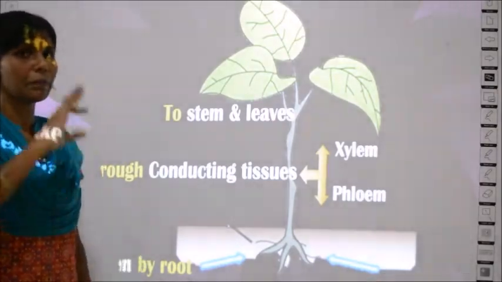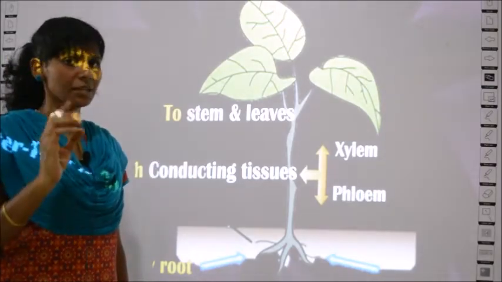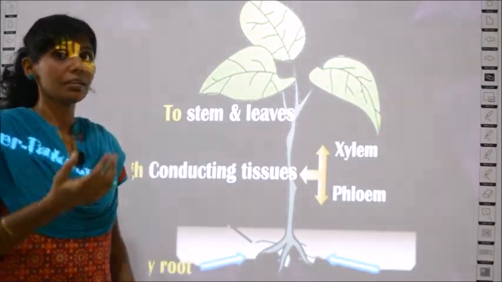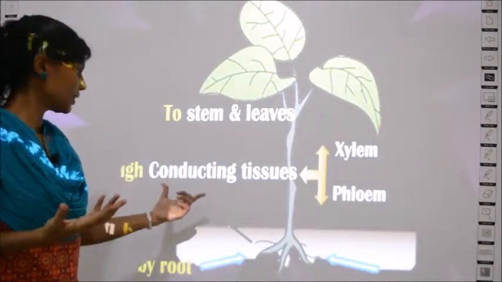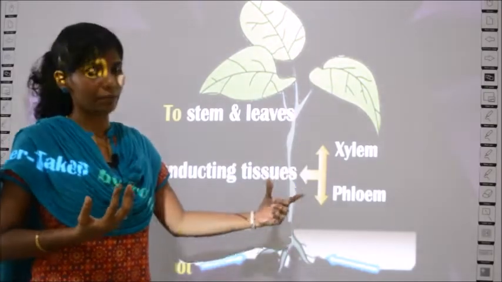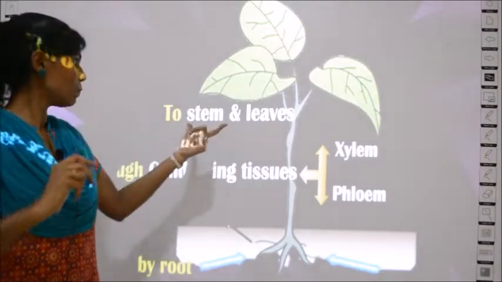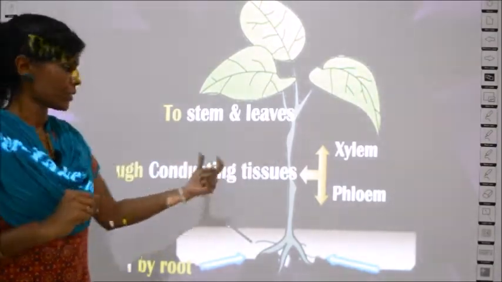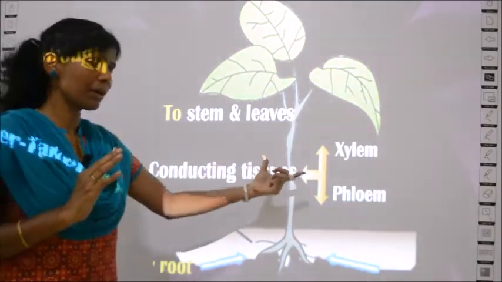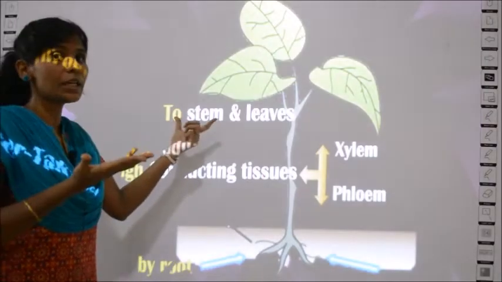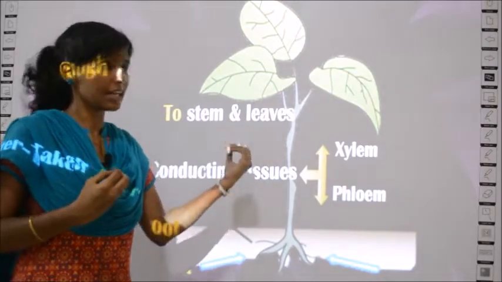So you have to remember the route of transport in 3 steps. One, from where is it taken, and who takes it? The root takes it. Who is the intermediate here? The conducting tissues, that is xylem and phloem. To whom is it finally delivered? There are 2 parts, stem and leaves. So it is taken by the root, through the conducting tissues, xylem and phloem, and delivered to the stem and leaves. Those 2 parts actually use it.